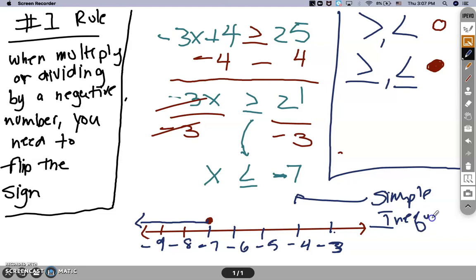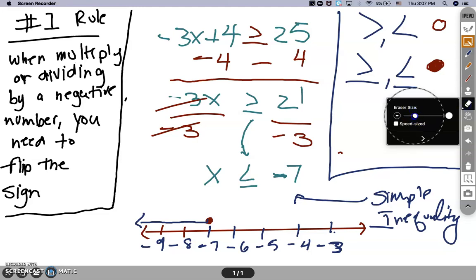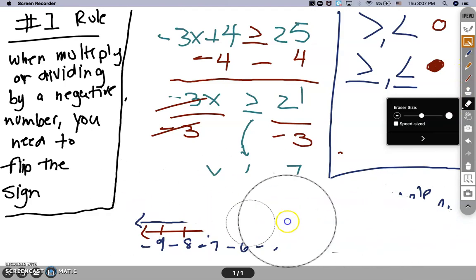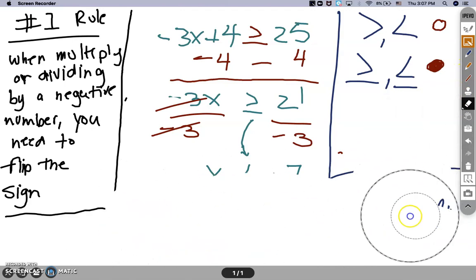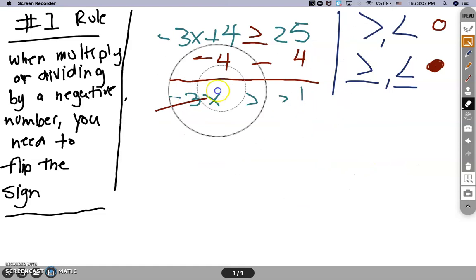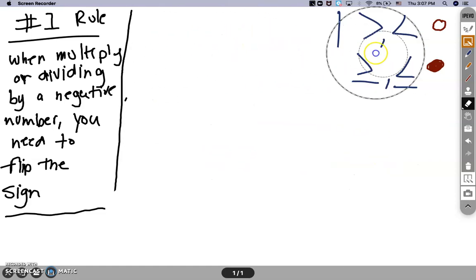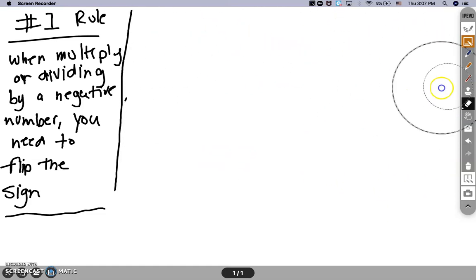A simple inequality. Now let's move on to the other type of inequalities, which is called a compound inequality. Let me erase this. I'm not going to clear it because I want to keep the number 1 rule up there, so we always remember that. Okay, so compound inequality would be something like this.